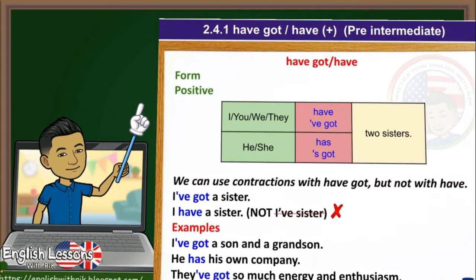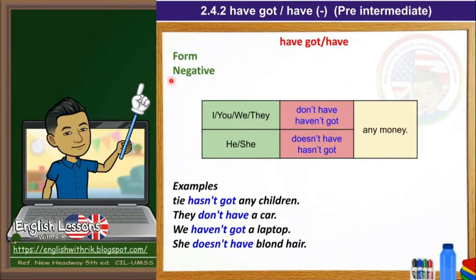Negative. I don't have any money. You haven't got any money. He doesn't have any money. She hasn't got any money.